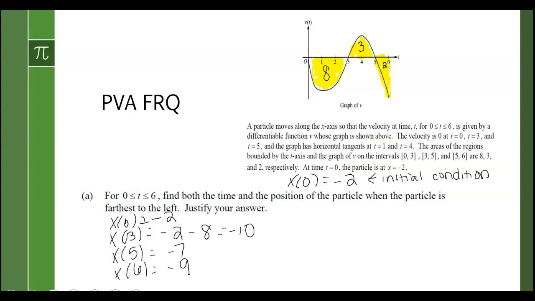So in this case, it is farthest to the left at three. Yes.